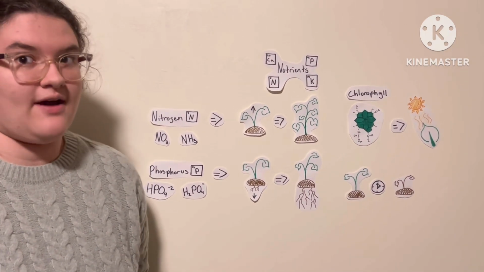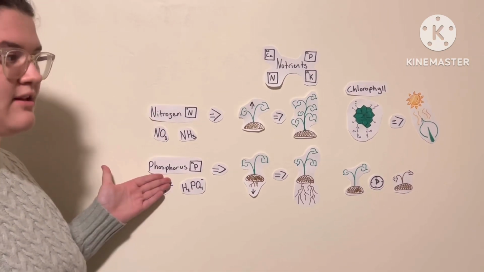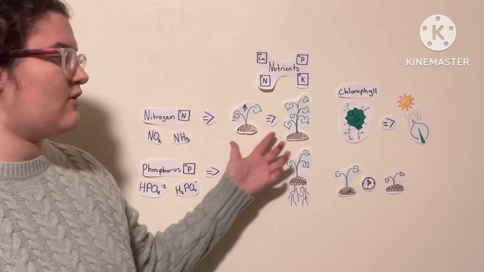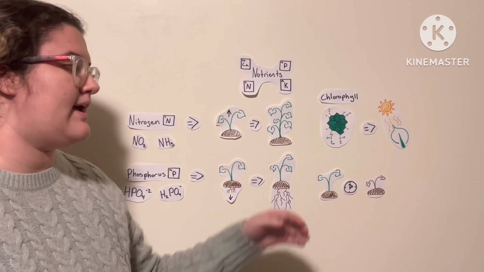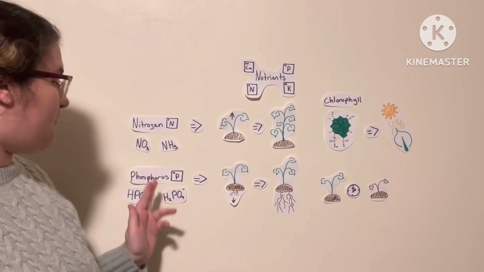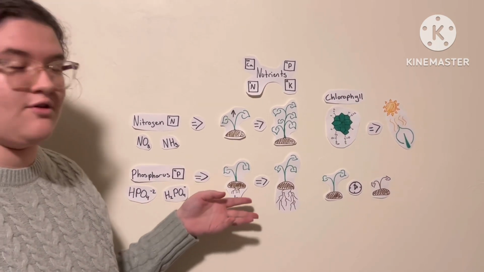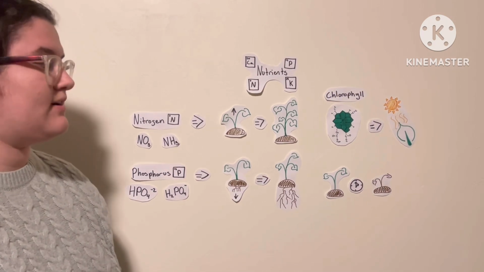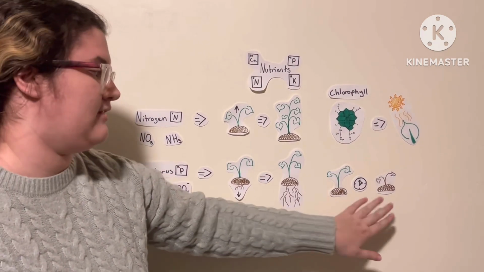The biggest two limiting factors for plant growth are nitrogen and phosphorus. Nitrogen is essential for the growth of plants and in the production of chlorophyll, an essential part of photosynthesis. Phosphorus, on the other hand, is essential for the growth of plant roots and in the storage of energy, which means without it, plants cannot survive long term.